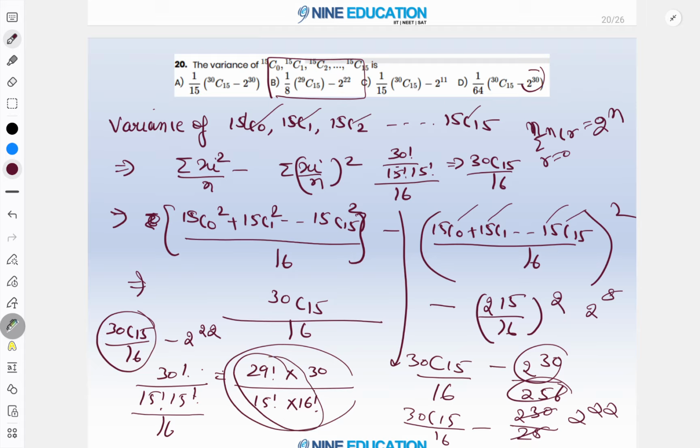Now if you see it carefully, it's the same thing. It is 29C15 with 14 factorial, and keep 16 and 15 here. 15 2s are 30, so 29C15 by 8. So option number B will be correct. Option B. Of course it looks typical, but after solving you will get your answer. Just solve it further and further, you will get it.